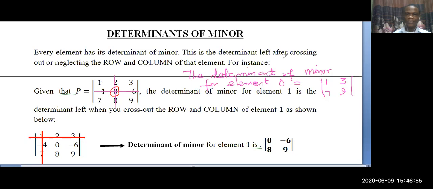Every element has a determinant left after neglecting the row and column of that element. Alright, so we're going to stop here for this section, and we're going to continue in the next episode of this class, and I do hope you enjoyed this section.